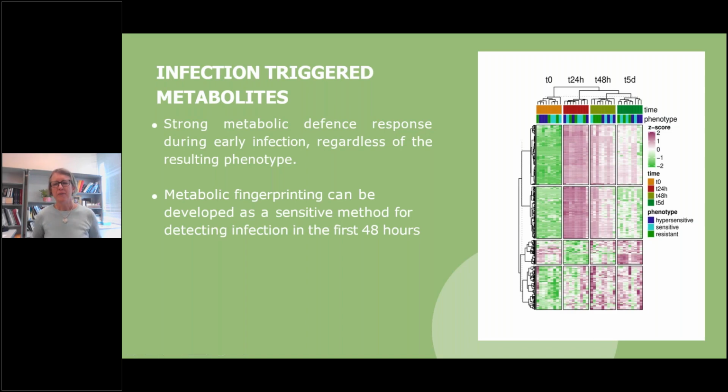I mentioned earlier about biomarkers. If there was a need, we could develop this metabolomics tool as a way to detect early infection in the first 48 hours. We could look for any number of these metabolites in a sample of a leaf, and that would tell us if the plant was infected. And that would be regardless of whether it was resistant or susceptible.